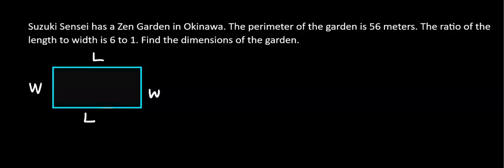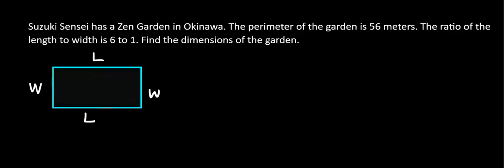Welcome back. In this lesson, we're going to practice a word problem. Suzuki-sensei has a Zen garden in Okinawa. The perimeter of the garden is 56 meters. 56 meters tells us the all-around distance is 56.